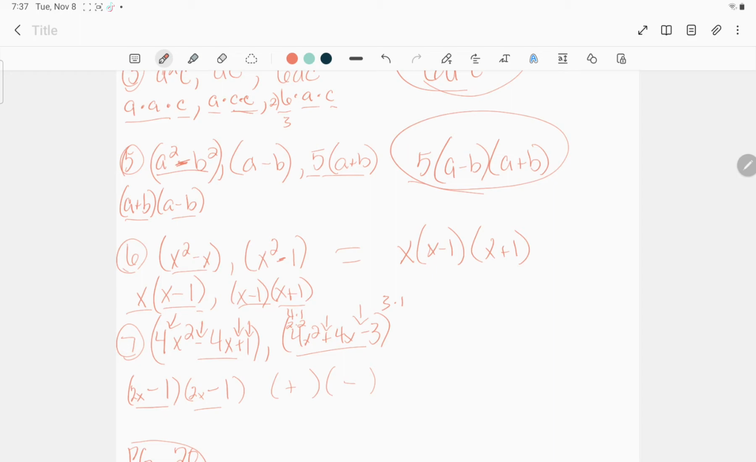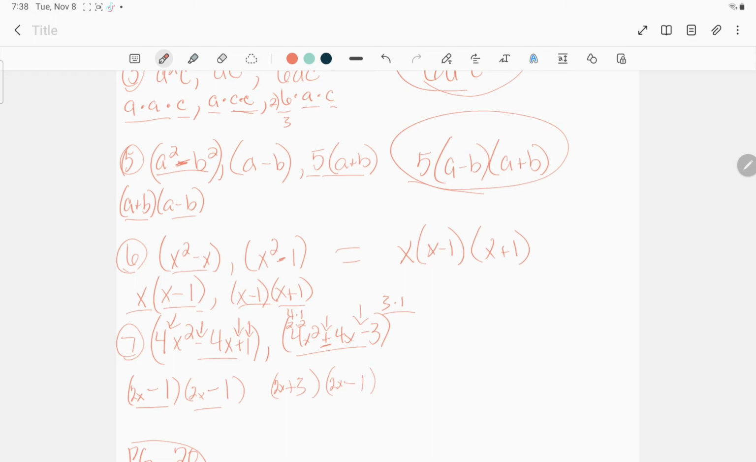4 times 1 is 4. 3 times 1 is 3. And 4 minus 3 is 1. So that's not it. So it's not 4 and 1. But 2 and 2, we could do 2 times 3 is 6. And 2 times 1 is 2. 6 minus 2 is 4. So 2x, 2x. Now which one needs to be positive of my 3 and my 1? And which one needs to be negative? Well, my sign is a positive, so my bigger number needs to be positive. 3 and 1. All right.